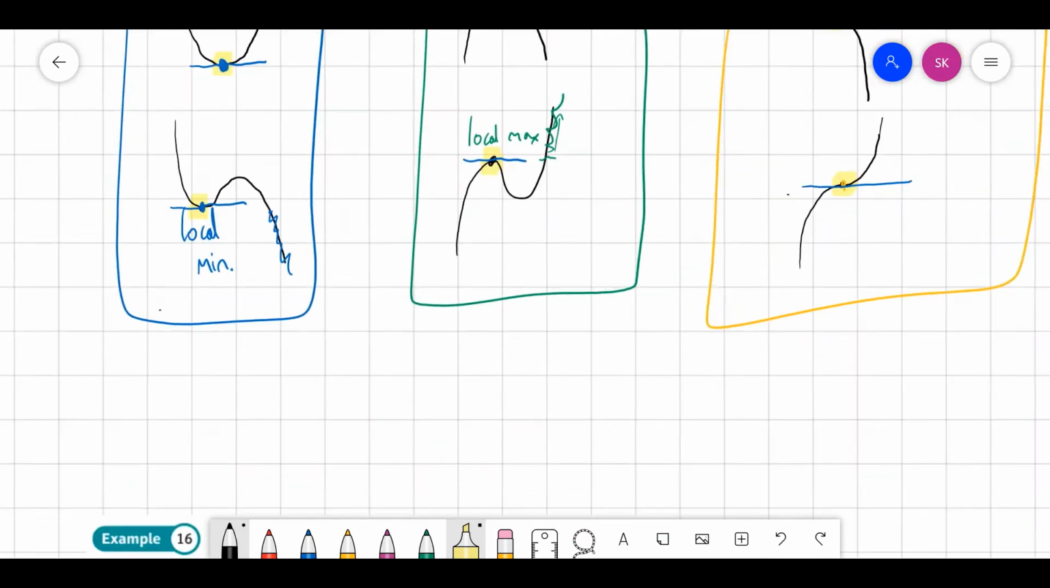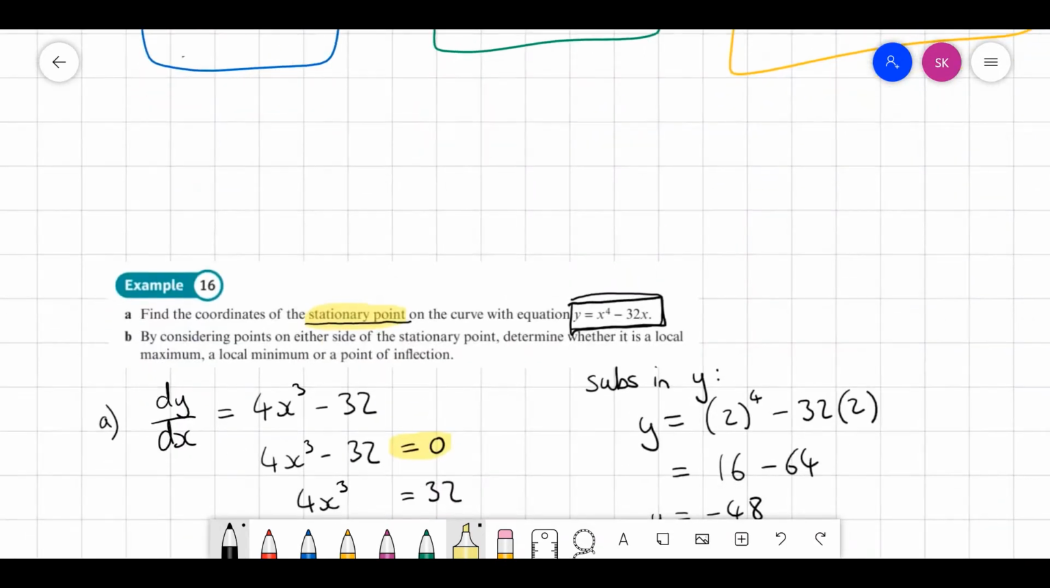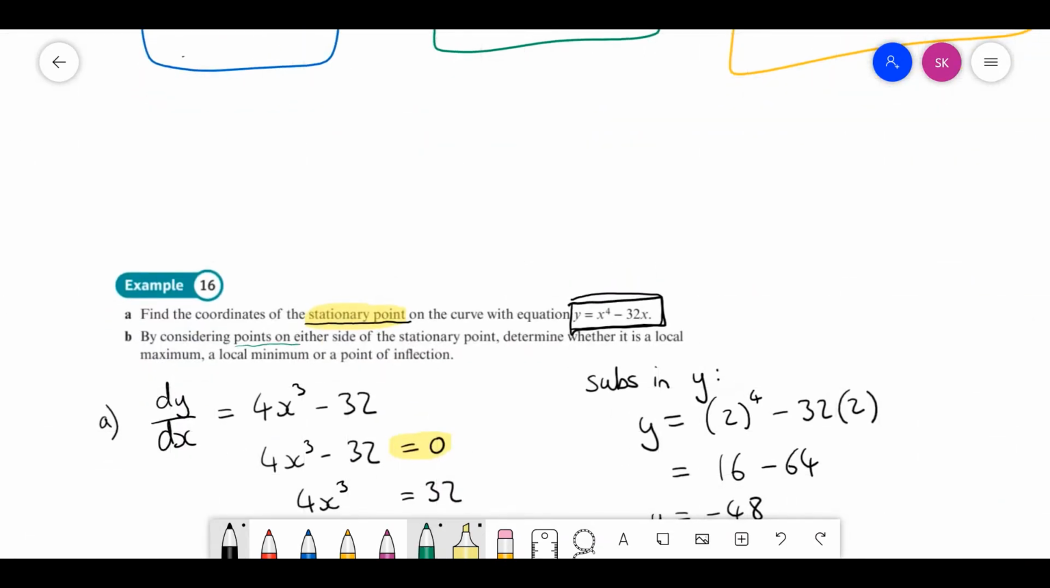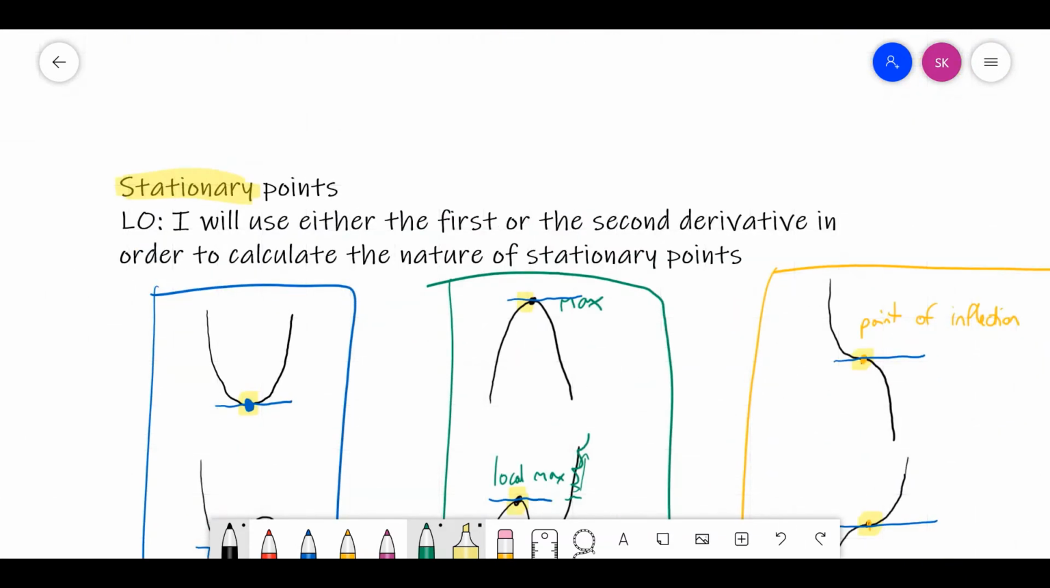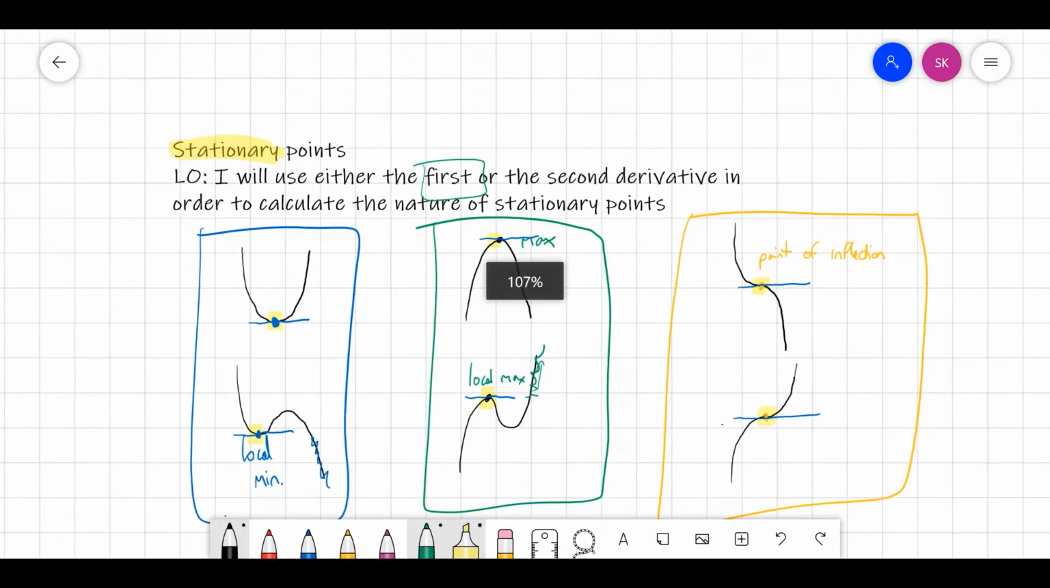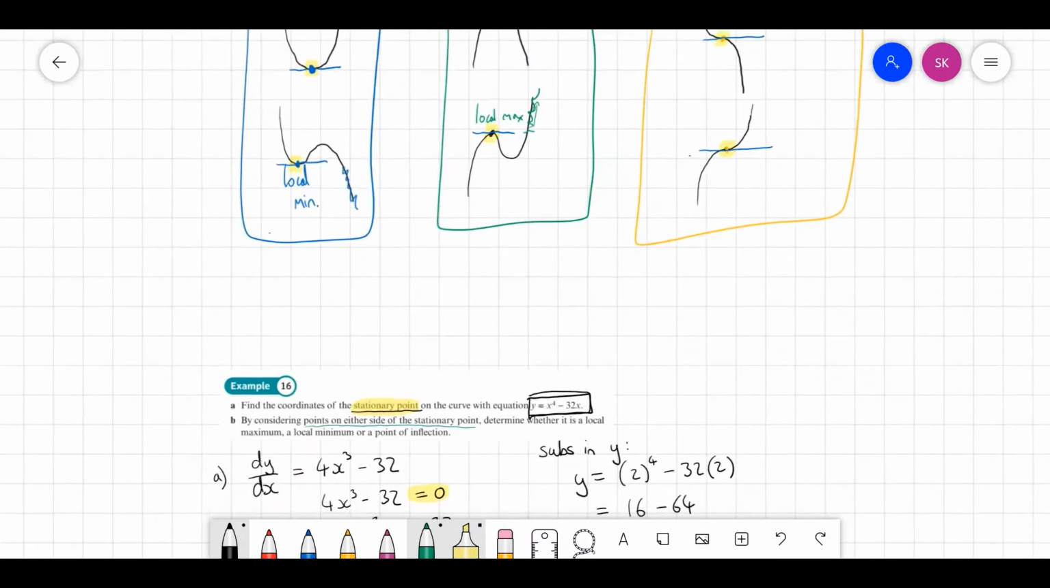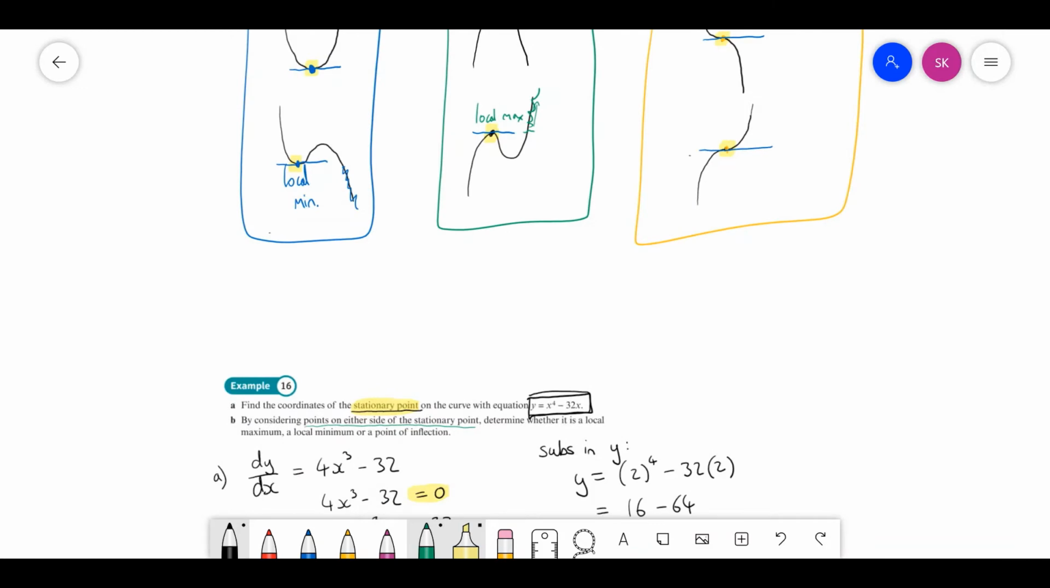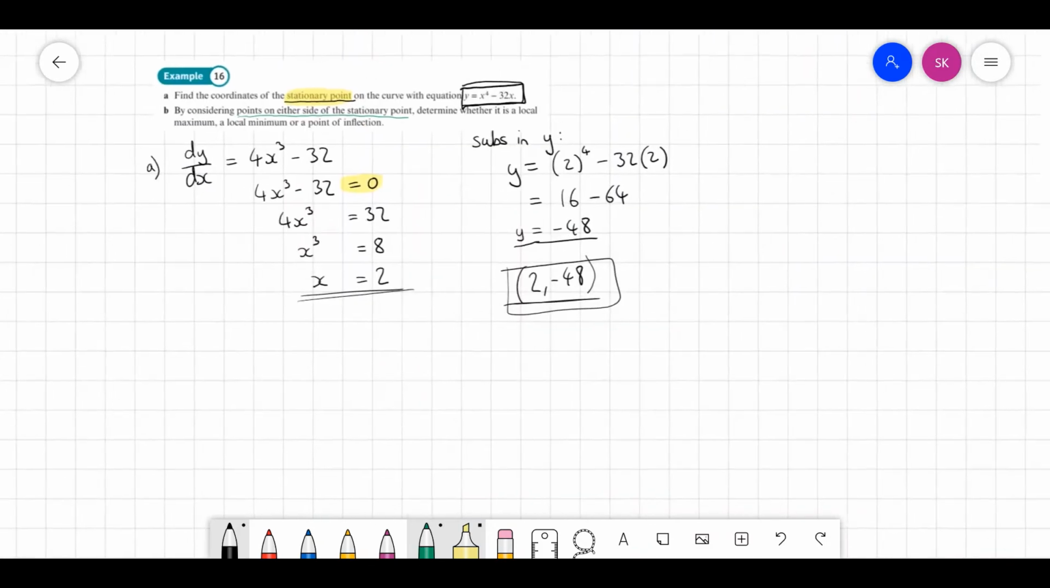So in a question like this, where we are considering points on either side of the stationary point, we are going to be using the first derivative, which means we're only going to be using dy by dx. We don't have to do a second derivative to help us answer this question. So make a purple pen note of it. When you are asked to consider points on either side of the stationary point, you are being asked to use the first derivative.